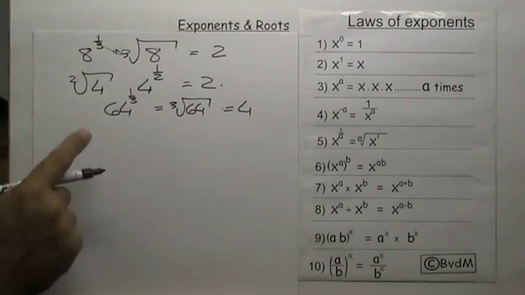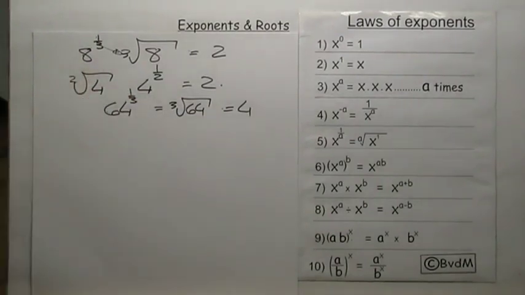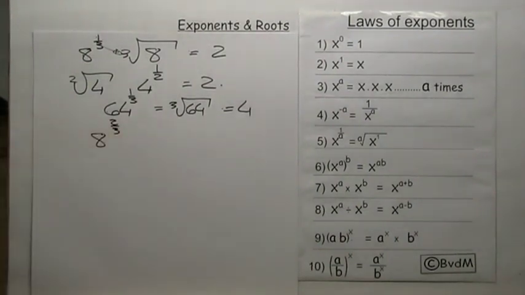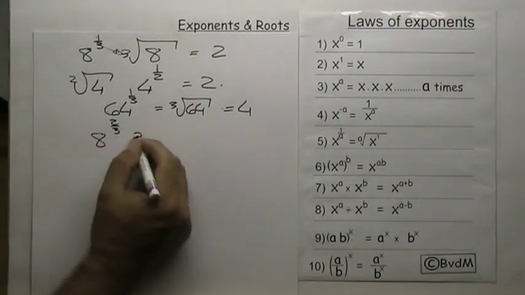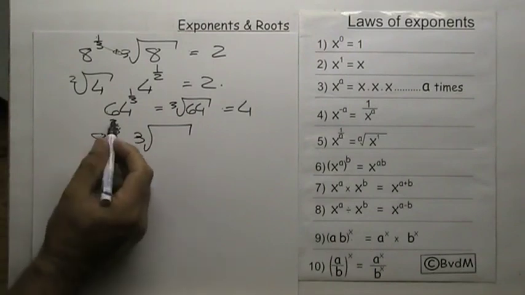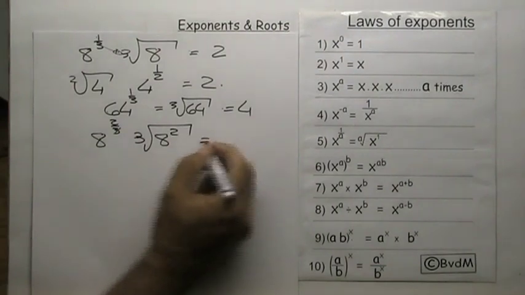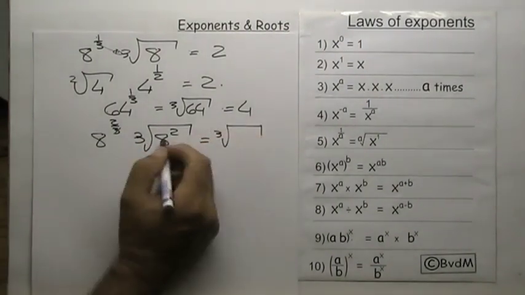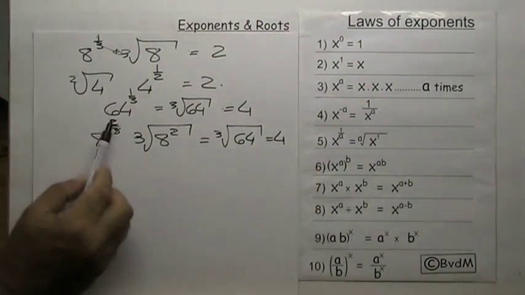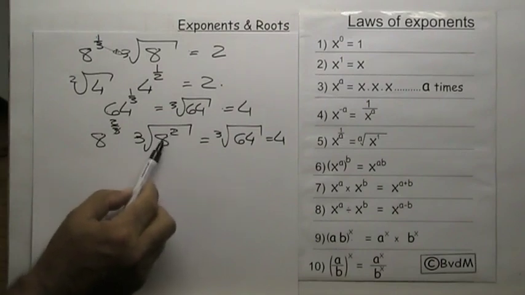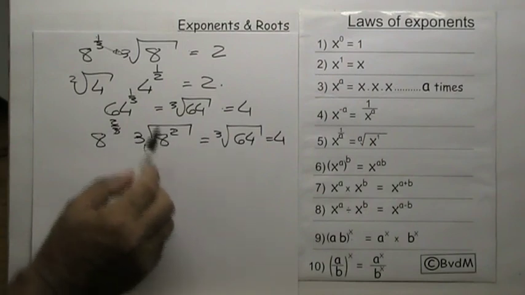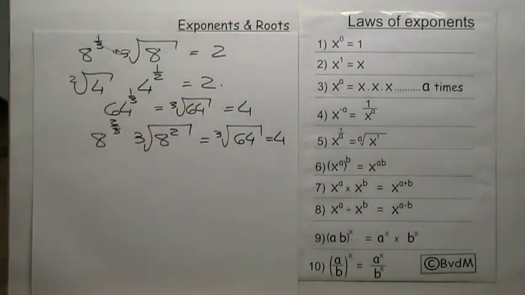Now, let's play a little bit with this one, and let's say it is 8 to the power 2 thirds. That means the cube root, the denominator, of 8 to the power 2. 8 to the power 2 is 64, and the cube root of that is 4. So you use the numerator to raise the power of the base. You use the denominator to extract the root of the base raised to the numerator.